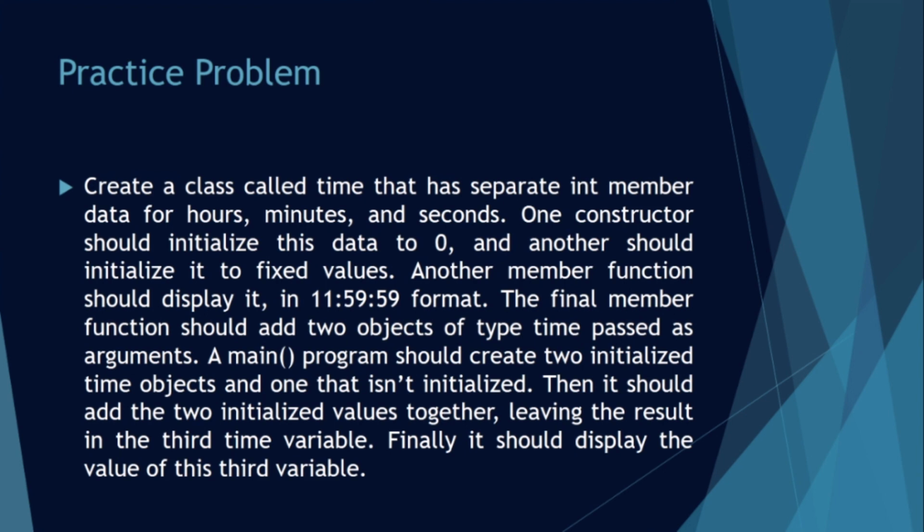Another member function should display it in this format, as presented over here. The final member function should add two objects of type time passed as arguments. A main program should create two initialized time objects and one that is not initialized. Then it should add the two initialized values together, leaving the result in the third time variable. Finally, it should display the value of this third variable.